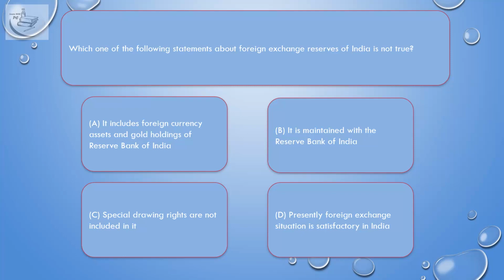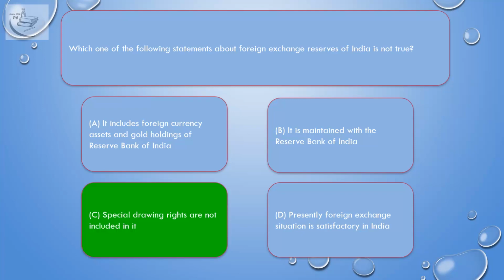Question: Which one of the following statements about foreign exchange reserves of India is not true? A. It includes foreign currency assets and gold holdings of Reserve Bank of India. B. It is maintained with the Reserve Bank of India. C. Special drawing rights are not included in it. D. Presently foreign exchange situation is satisfactory in India. Correct answer is C. Special drawing rights are not included in it.